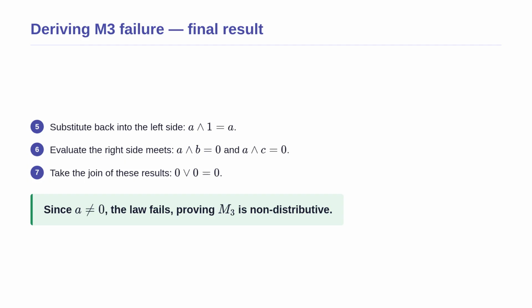Next, we substitute this result back into the left side of our equation. The meet of A and 1 is simply A itself because A is below 1. Now, let us evaluate the right side. The meet of A and B is the highest point below them, which is the bottom element, 0. Similarly, the meet of A and C is also 0. Joining these two zeros gives us 0. The left side evaluated to A, but the right side evaluated to 0. Since A is not equal to 0, they do not match. This proves the distributive law fails completely.